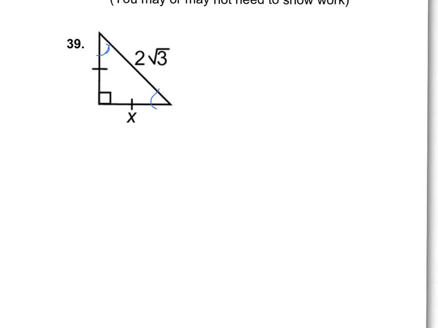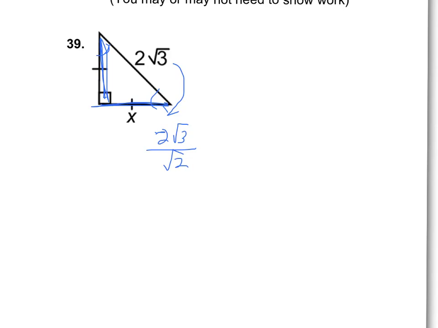And in a 45, 45, 90, if you know what the shorter leg is, or really either of the legs because they're the same, you multiply it by radical 2. So to go backwards, we need to take the hypotenuse and divide it by radical 2. Now those do not cancel out like we've seen in the past. But you also can't just leave your answer like this. We need to simplify it.